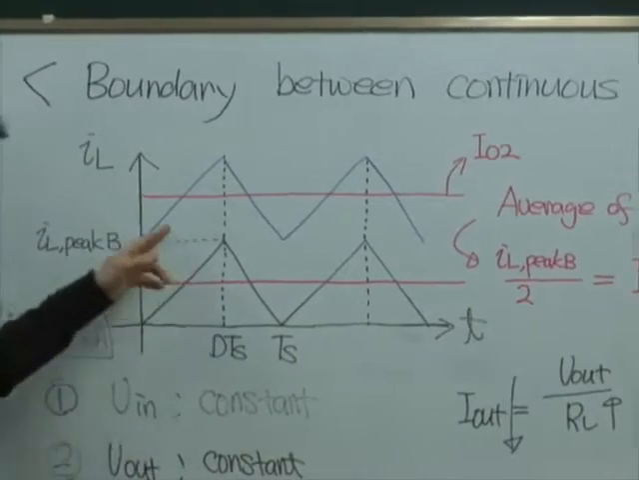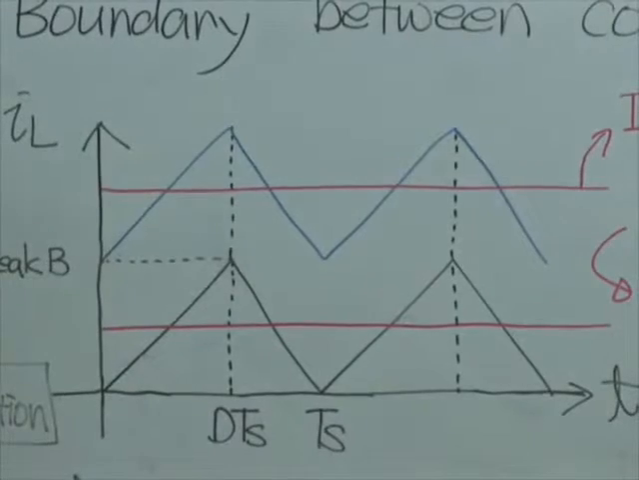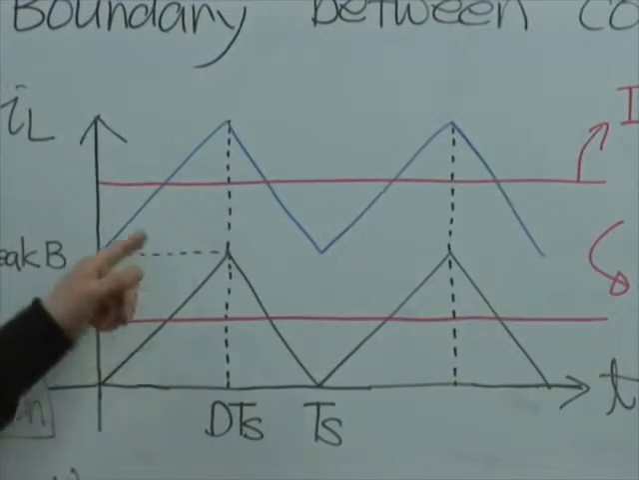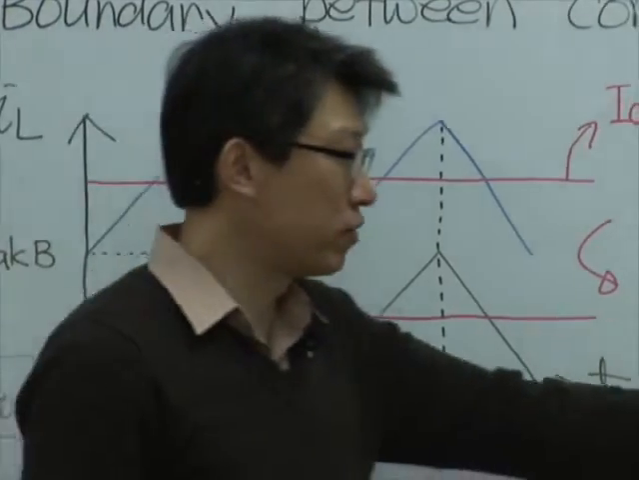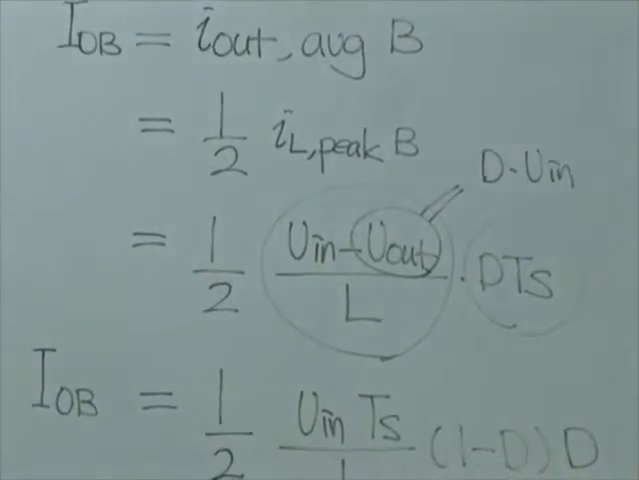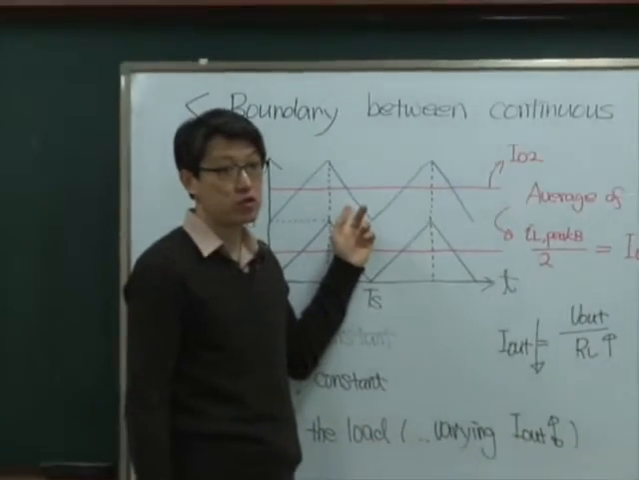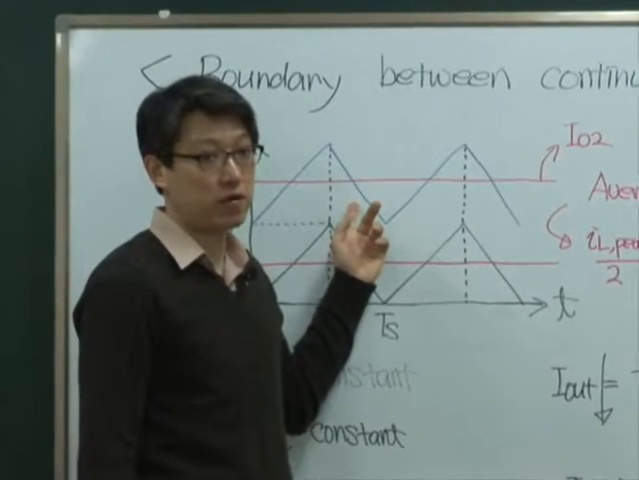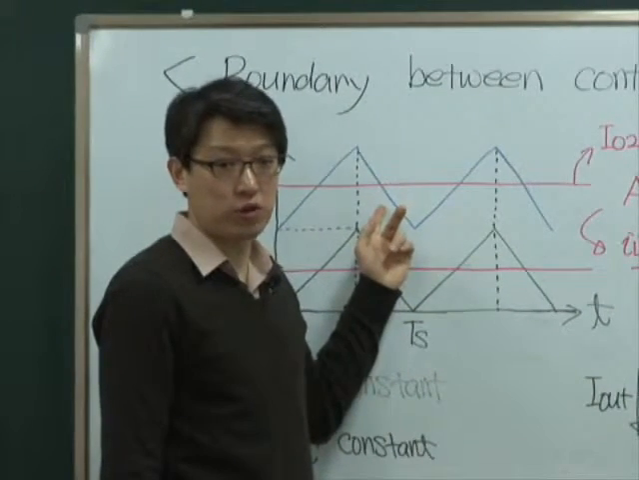Why do we have the same slope? Slope doesn't change. Why? Because the rising slope is V input minus V output divided by L. Since we have a constant input and output, slope doesn't change. And so does the falling slope. Falling slope, how much is it? V output divided by L. I'm always telling you it's important to know about slope.